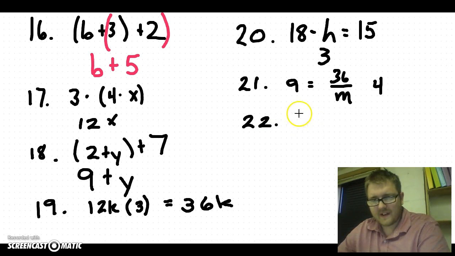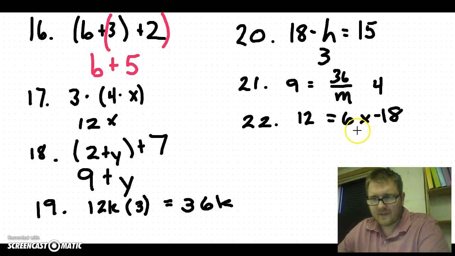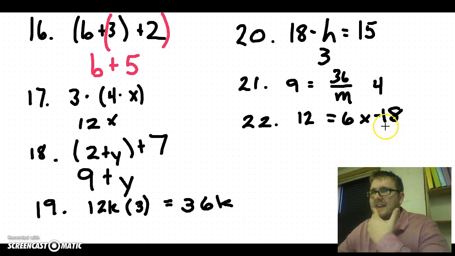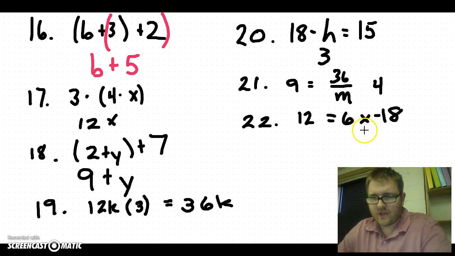For 22, they say 12 equals 6x minus 18. X can be 4, 5, or 6. If I try 4, I get 6 times 4, which is 24, minus 18. That gives me 6. If I try 5, I get 30 minus 18. That gives me 12. So 5 is going to be my answer for that one.